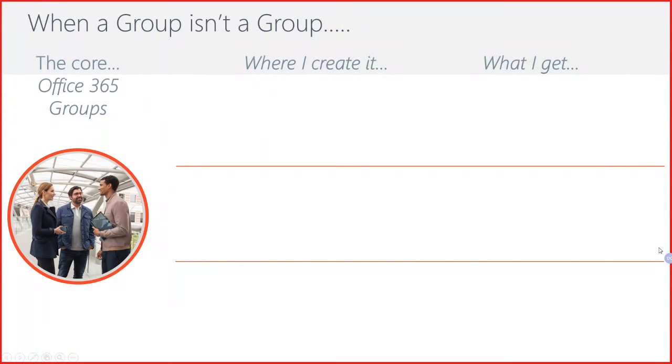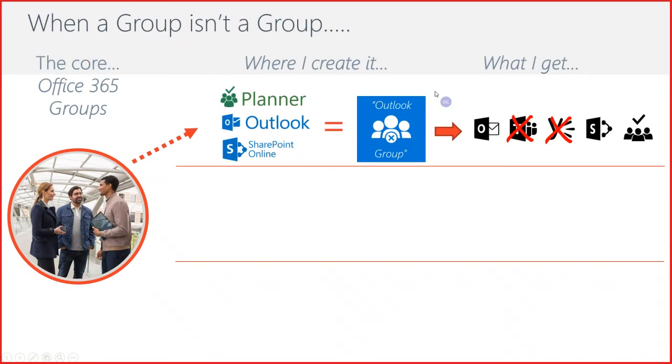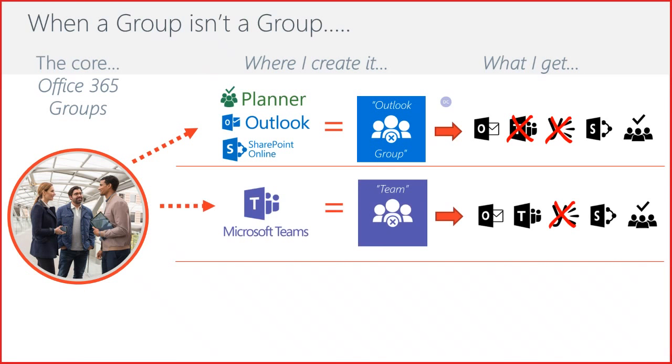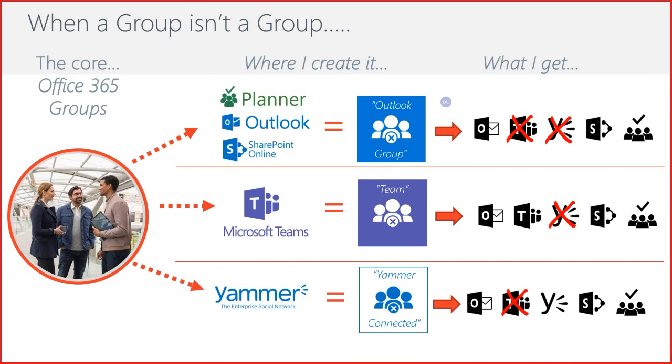So I wanted to show this slide here. I think it's a really, really good one that illustrates that not all groups are created equal. One of the challenges that often happens is that depending where you go in Office 365, you get a different experience and a different outcome when an Office 365 group is created. When you create a team, there's an Office 365 group associated with that.